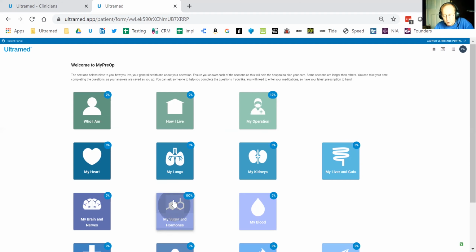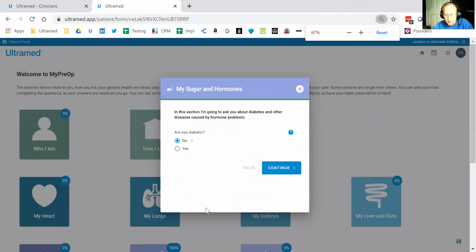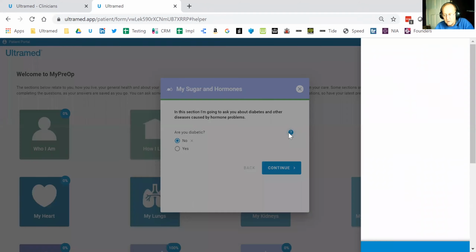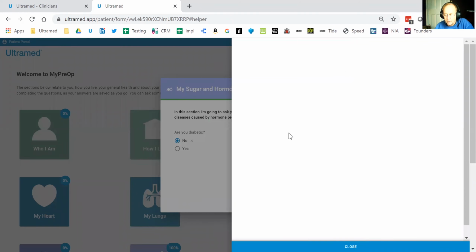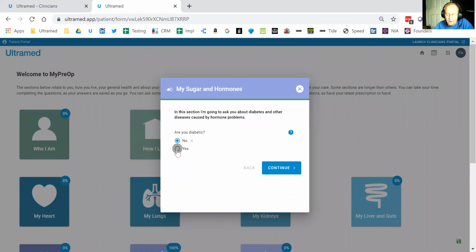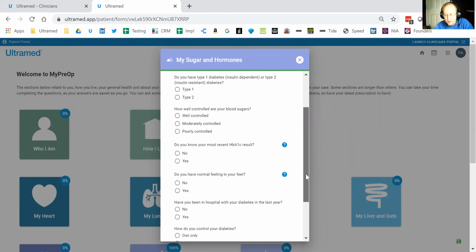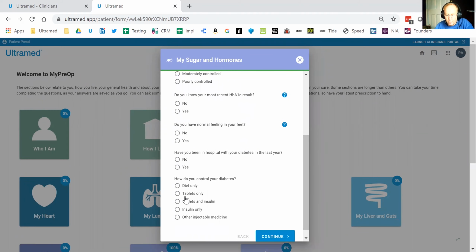And if we just look at one example of it, under my sugar and hormones, what you can see is that the patient is asked whether they're diabetic. If they don't know what diabetes is, there are lots of web links built into the program. If they are diabetic, then they're going to be asked a whole series of questions as follow-ups. And as you can see here, if they were on tablets or insulin, then they're going to get an additional drop-down question about an insulin pump.